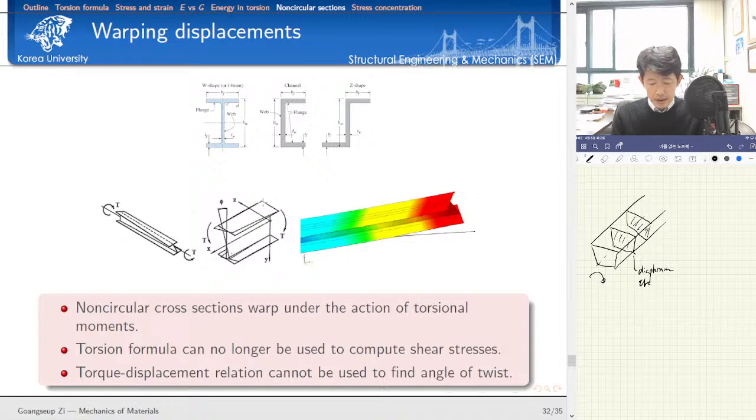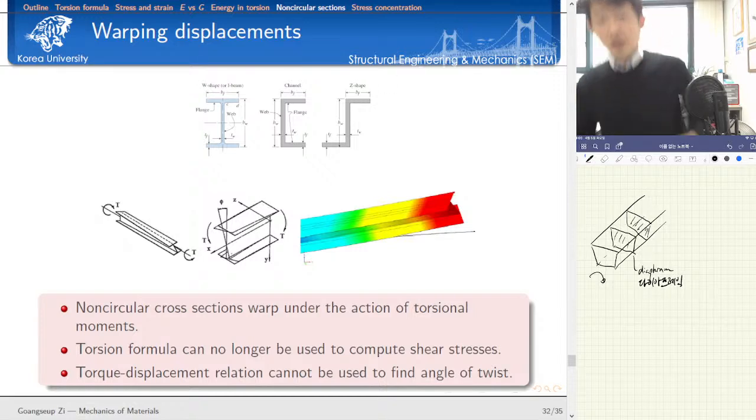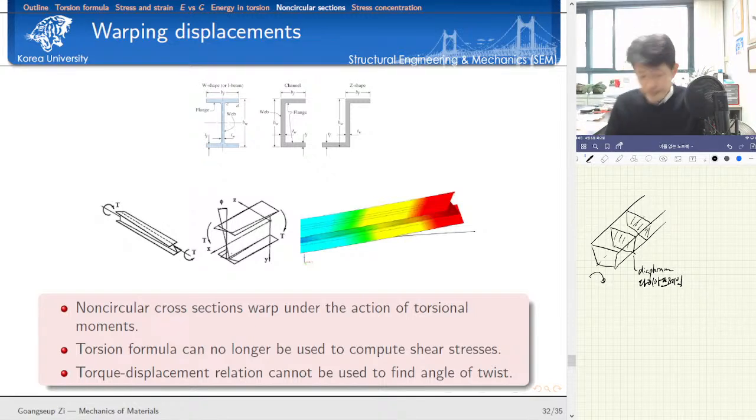In Korean, diaphragm, if you translate diaphragm, this is nothing but 횡격막, 횡격막. And also even the I-shaped section, let's consider the I-shaped section. Even in this I-shaped section, we put a stiffener. Regularly we put stiffeners to prevent this warping. This is very essential. Otherwise we have warping displacement.